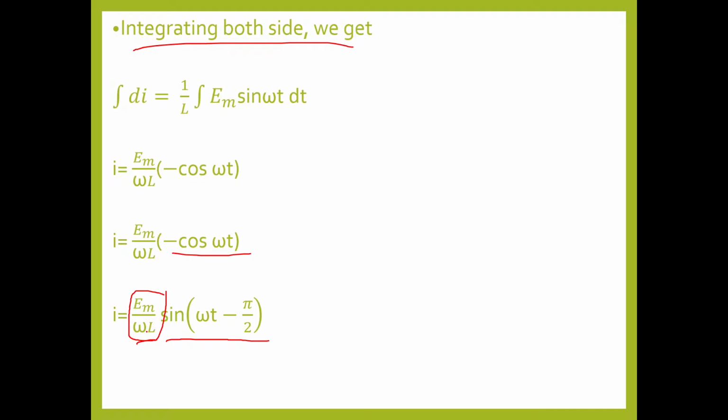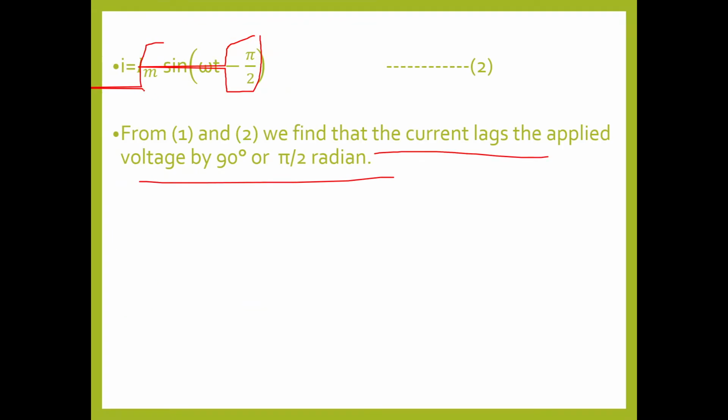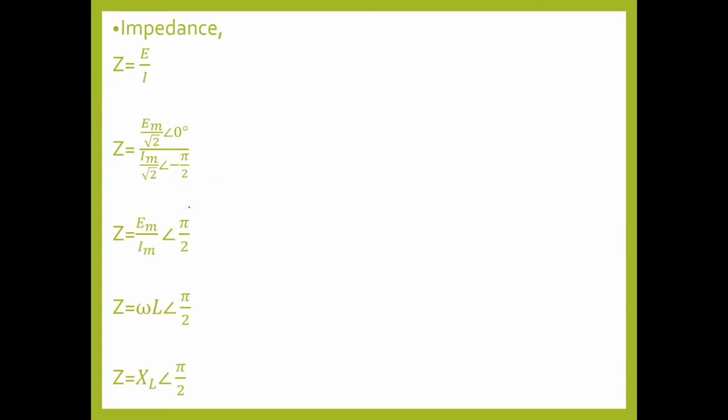Here Em by omega L we have replaced with Im. So instead of Im you can write Em by omega L. If I write Em by omega L, Em cancels, so you can send this omega L to the numerator. So Z is equal to omega L at an angle of pi by 2. Instead of omega L, you can write XL.